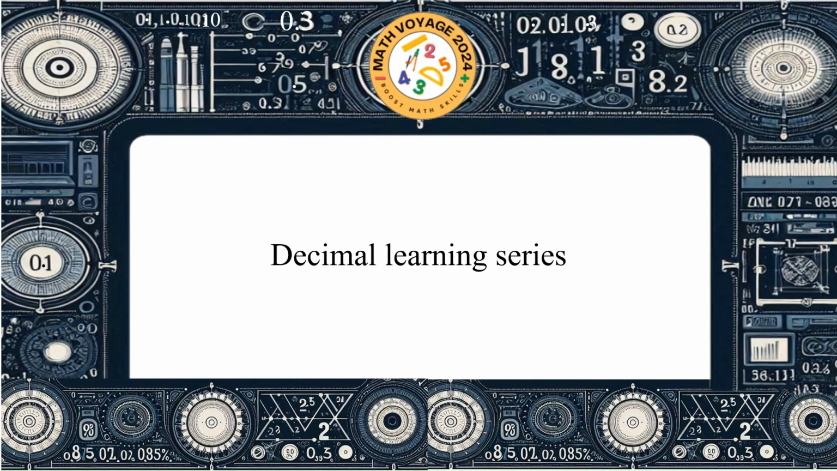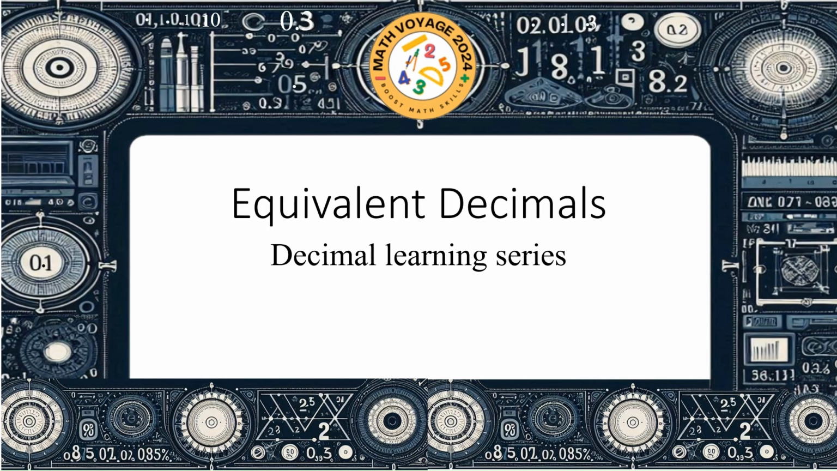Today in the types of fraction category, we'll be learning about equivalent decimals. Before we begin, let's quickly discuss the difference between equal and equivalent. Equal means two things are exactly the same in all aspects: quantity, value, measure or degree. Whereas equivalent means similar but not identical. They have the same value but may look different.